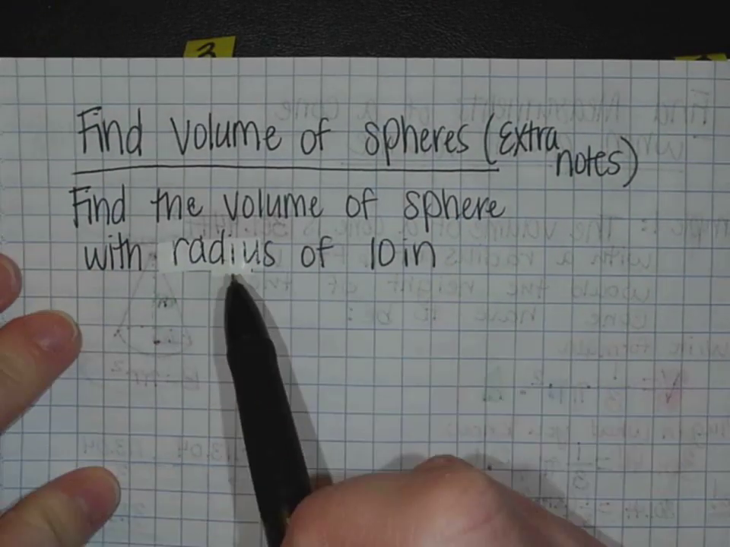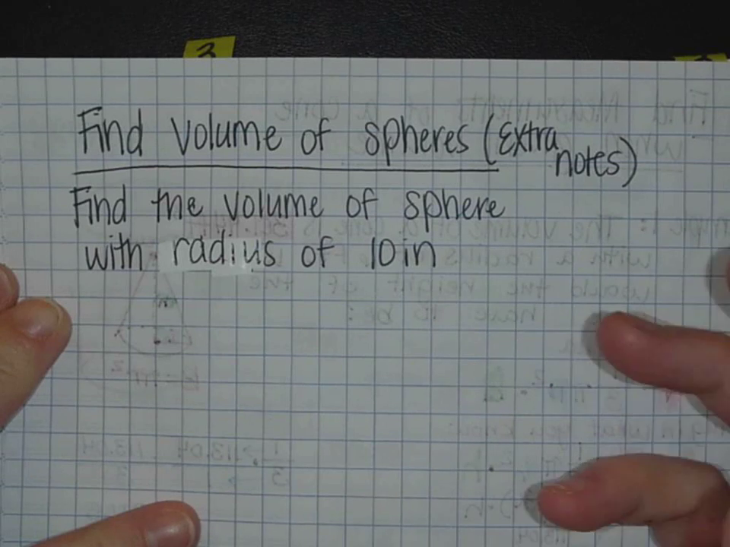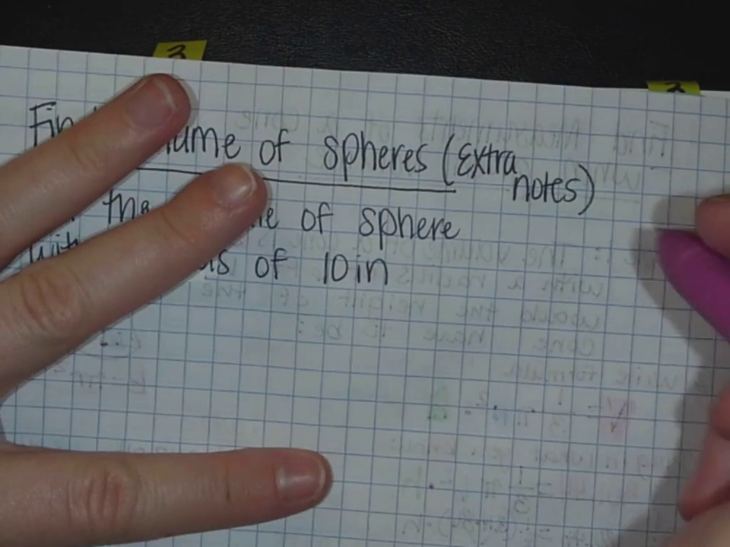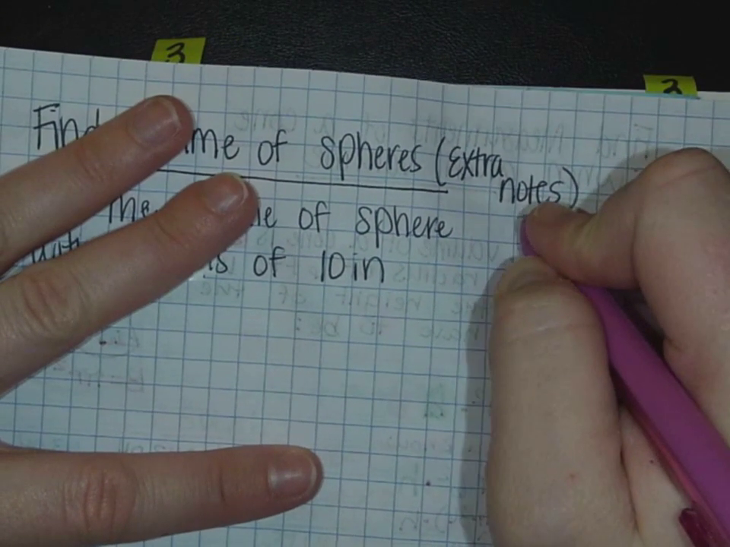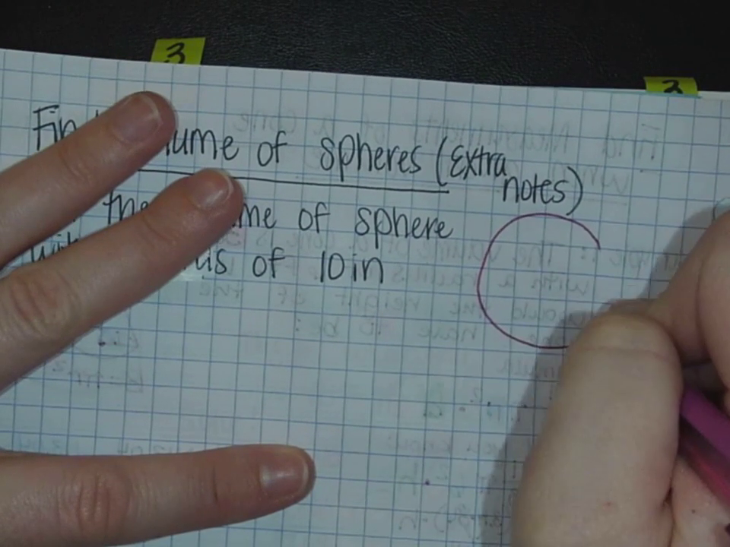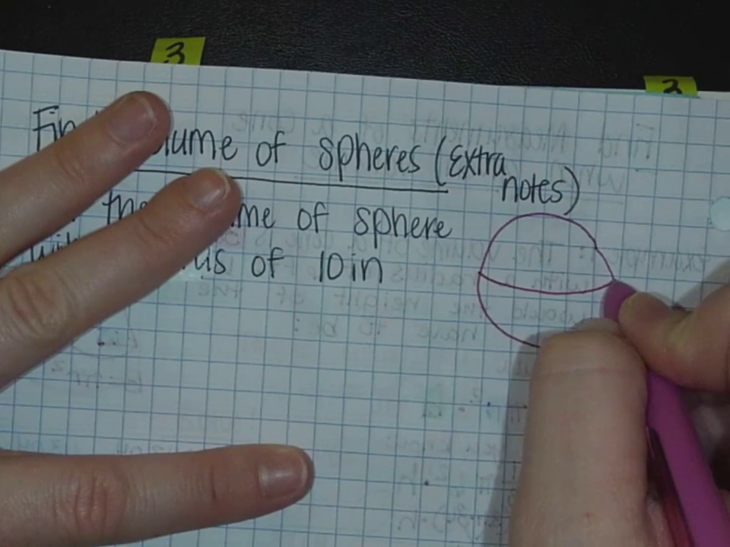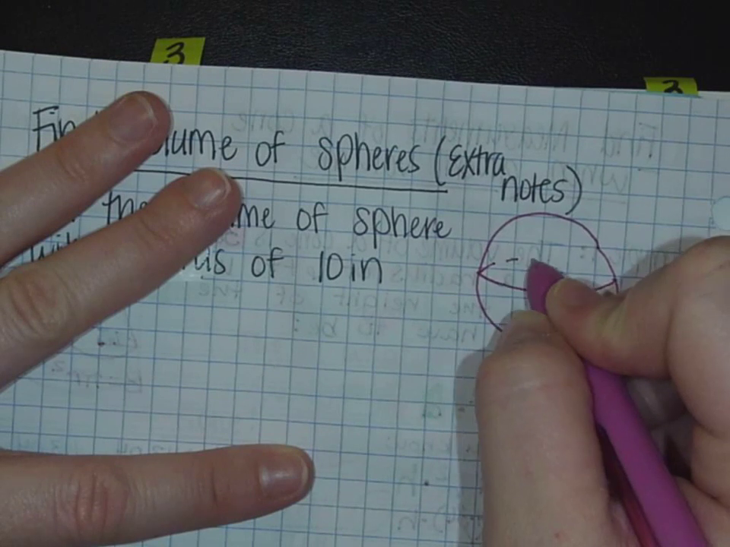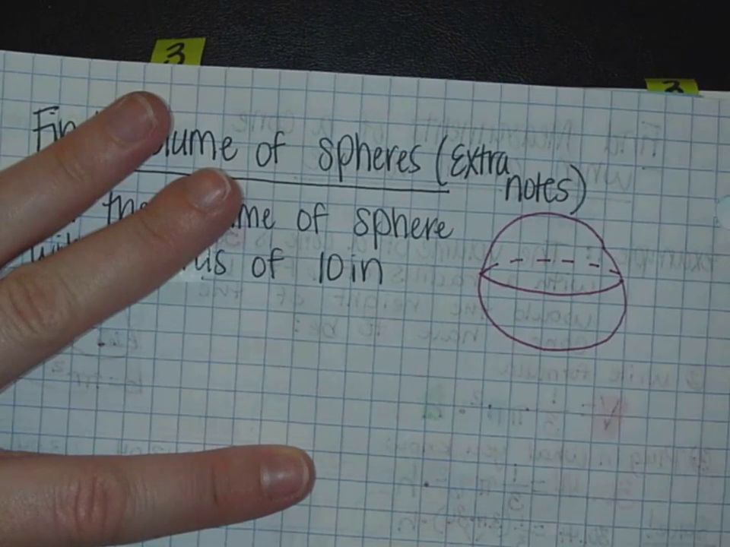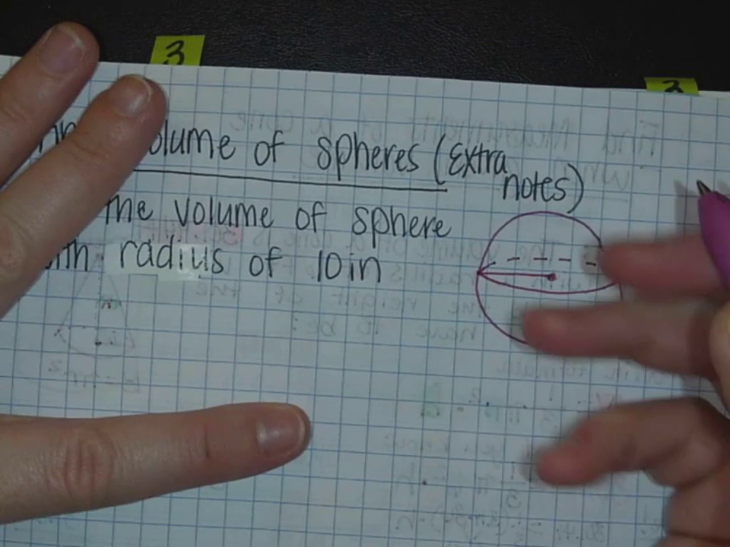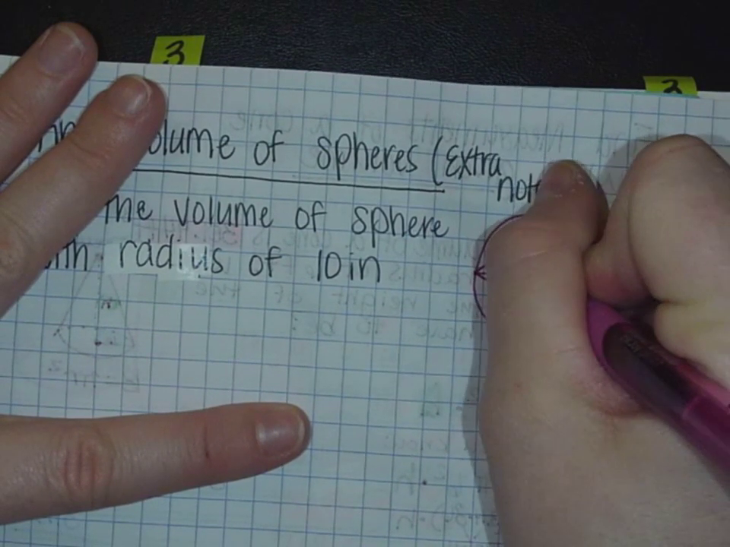So find the volume of a sphere with a radius of 10 inches. So again, I like to draw my picture. I'm a very visual person, so I'm going to draw my picture. A sphere is just a ball, and to show that it's a ball and not just a circle, you draw this. And then radius is halfway across, so I would do 10.